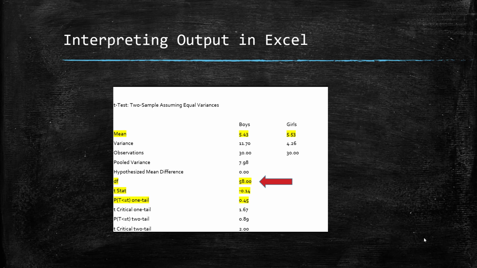In this case, because it's two samples, we have 60 participants, 30 boys and 30 girls, so it's n minus 2, and that gives us degrees of freedom of 58. Again, you don't have to know how to calculate that because Excel calculates that for you, but when you write your results, you report the degrees of freedom.